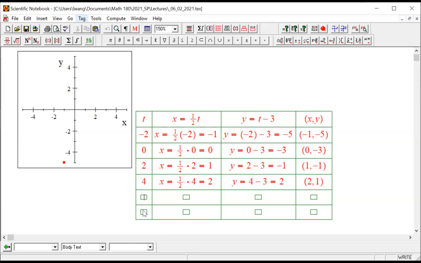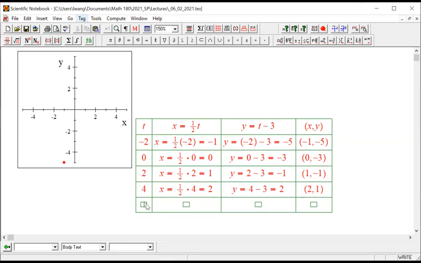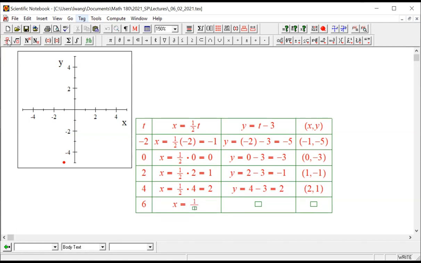So I'm going to give you maybe just one more. Let's do t = 6. x is going to be equal to half of 6, which is 3. It's pretty easy, right? The idea is pretty straightforward. And y equals 6 minus 3 equals 3. So here we got the point (3, 3).